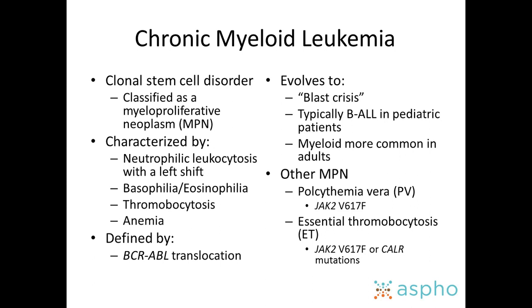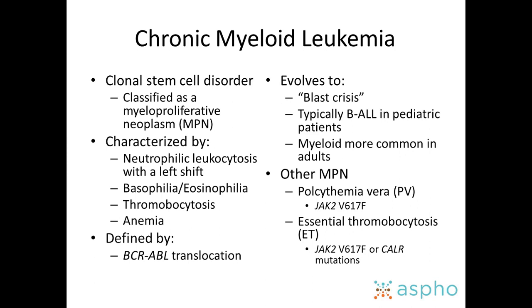Remind you that chronic myeloid leukemia is one of the myeloproliferative neoplasms, defined now by molecular genetic methods. It's a clonal stem cell disorder. It's characterized by neutrophilic leukocytosis with a left shift; basophilia and eosinophilia are typical. Patients may have thrombocytosis, but the platelets often don't work particularly well, perhaps accounting for this patient's bleeding diathesis. It's a molecularly defined disorder by the BCR-ABL translocation, and it can evolve to blast crisis.